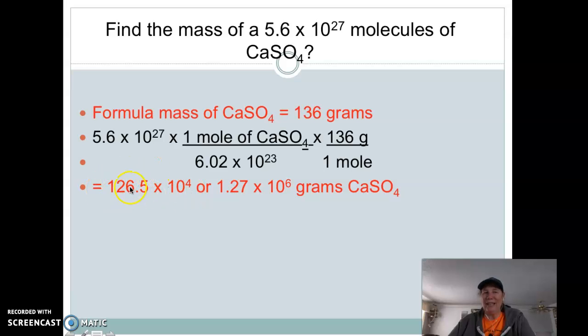Well, I can't leave it that way. That's not in proper scientific notation. So I move it over 2 and I get 1.27, I rounded. And I moved it over 2, so I make this number 2 larger. So the mass of 5.6 times 10 to the 27 molecules of calcium sulfate is 1.27 times 10 to the 6th. Okay?